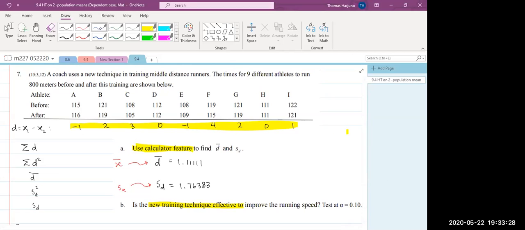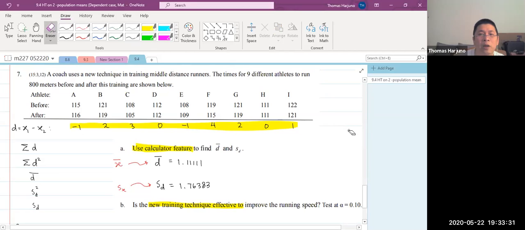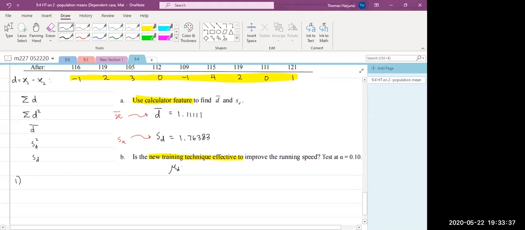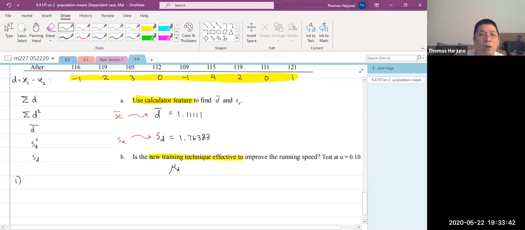The lower the better, okay? So you expect the difference to be positive or negative? The difference in this case should be positive, right? If mu d is positive, that's the same as saying mu1 minus mu2 is greater than 0, which means mu1 is greater than mu2.